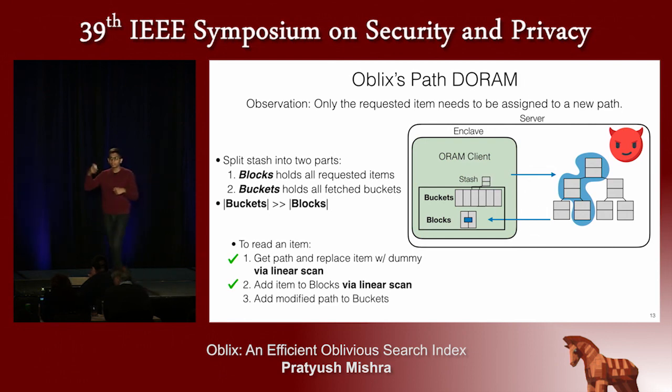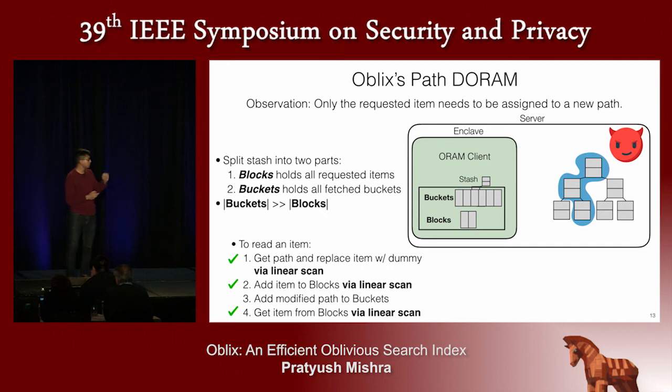Next, we add this modified path to buckets, but this step doesn't have to be done in a data-independent manner because the adversary knows exactly which buckets we requested. Finally, to return the item to the user, we scan blocks again and return the item. This is, again, data-independent. OK, so this is good. We've made reads data-independent. What about write-backs?